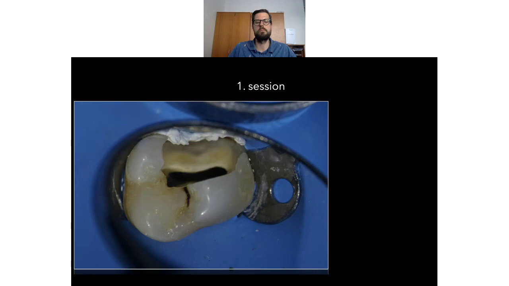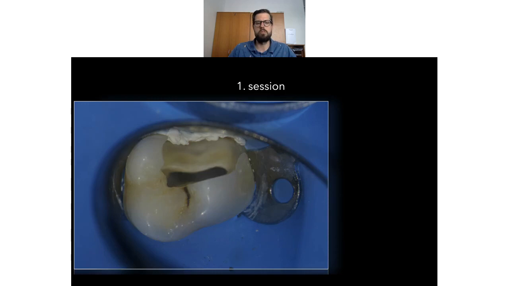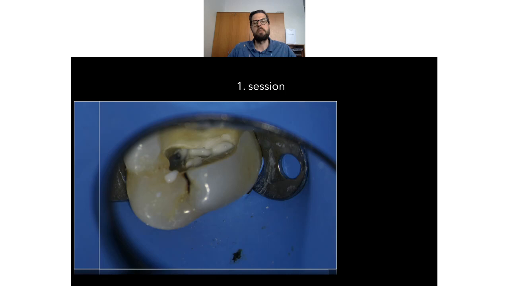So I did a cleaning of the cervical margin. I put some Teflon tape inside because there was some moisture coming into the pulp chamber. I did my access cavity, but most of the access cavity was done by the decay, and I removed the pulp and put some calcium hydroxide dressing inside. But it took some time, and I must end my procedure here.